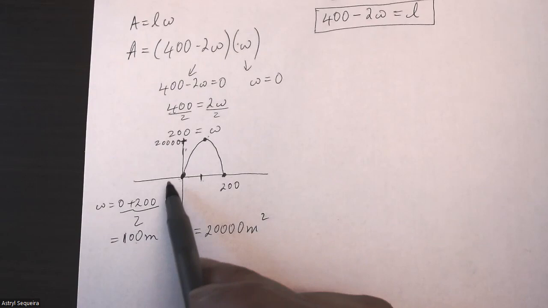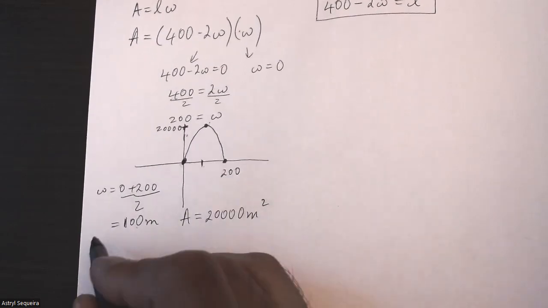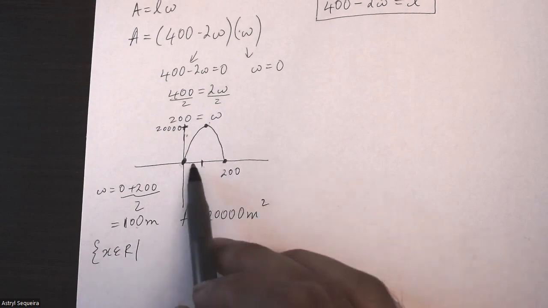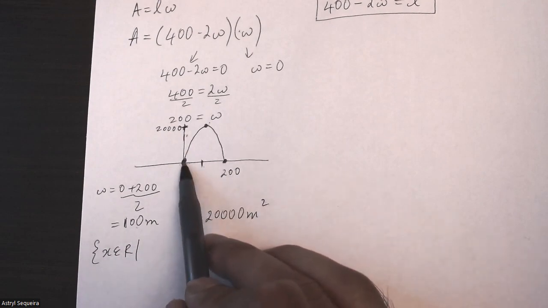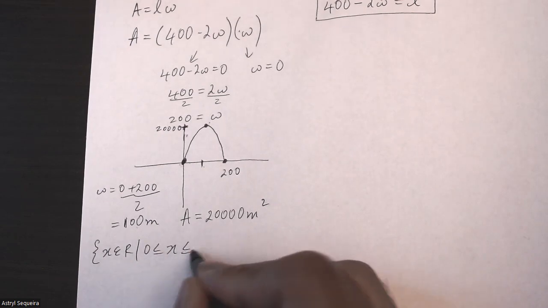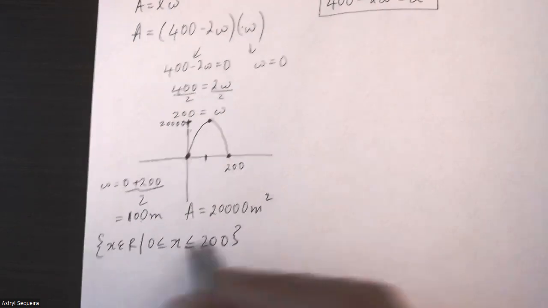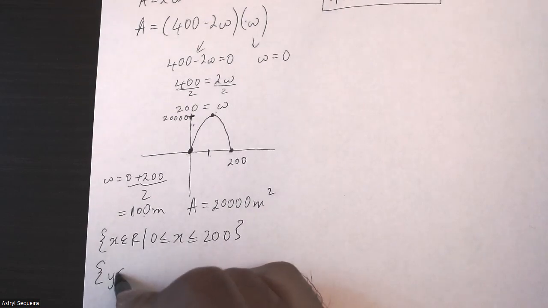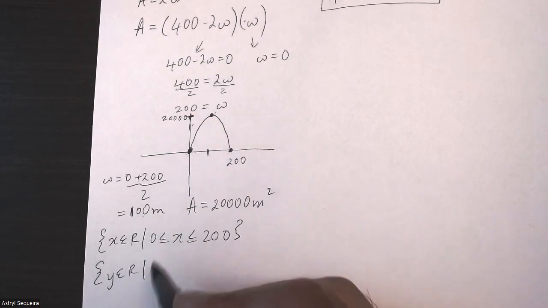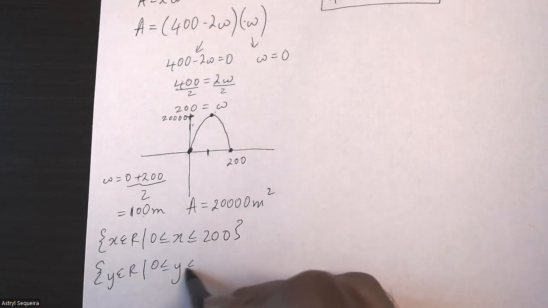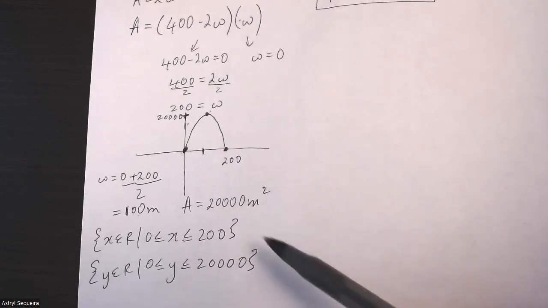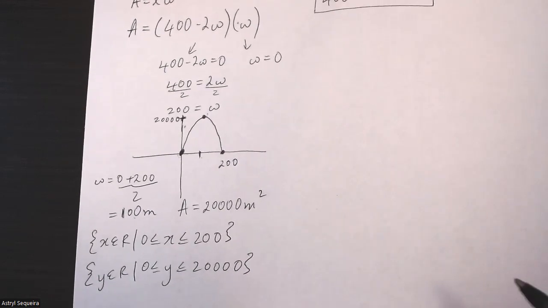So now I can finally do my domain and range. Since this is a real life situation, my domain is all real numbers such that x is between 0 and 200. And my range is all real numbers such that it's between 0 and 20,000. That's how you find domain and range.